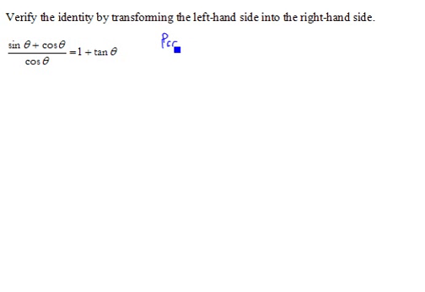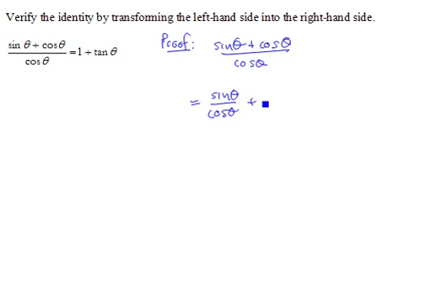My proof will proceed as follows. I'll say that sine of theta plus the cosine of theta, divided by the cosine of theta, is equal to... now I'm trying to think of how I can transform this. One common trick is to break apart a numerator that has a sum into the sum of two numerators with the same denominator. Specifically, I can write sine of theta divided by the cosine of theta, plus the cosine of theta divided by the cosine of theta.